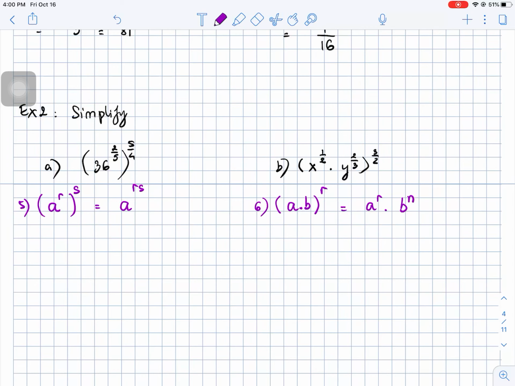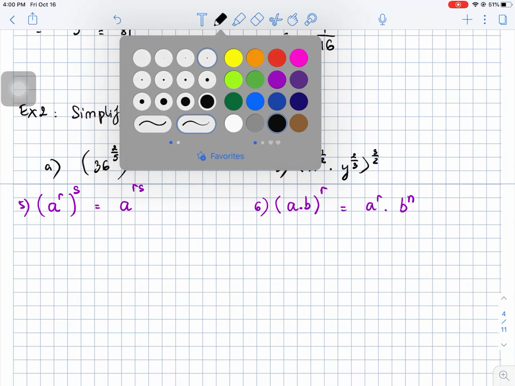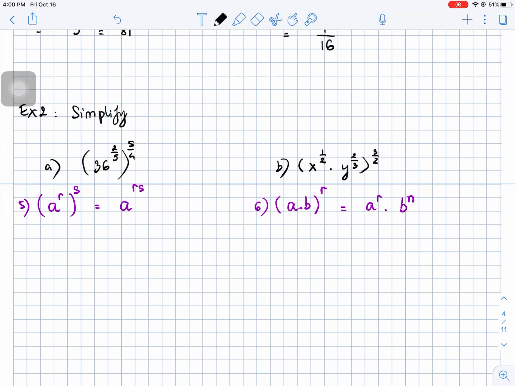The name is product because a times b is a product, and then to the power r. Then we will have a to the r times b to the r. So that is the exponent laws number 5 and number 6. So we will apply law number 5 for part A.